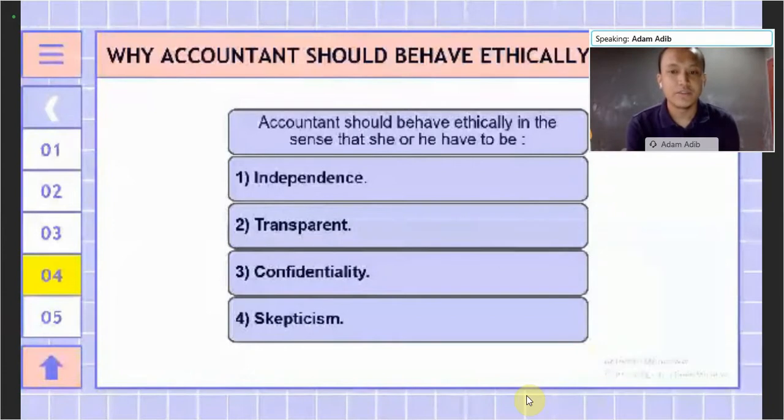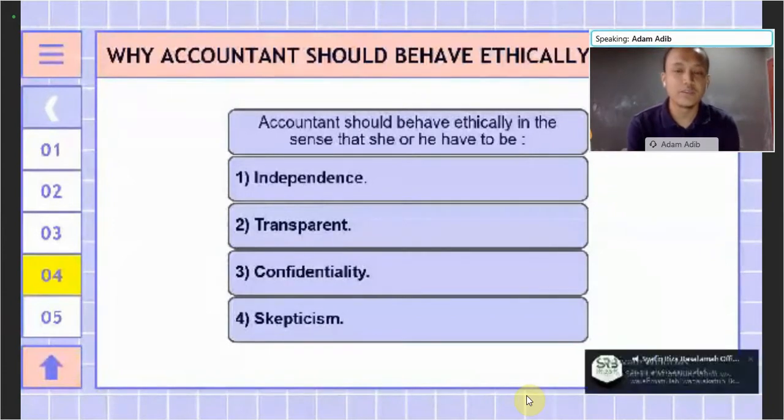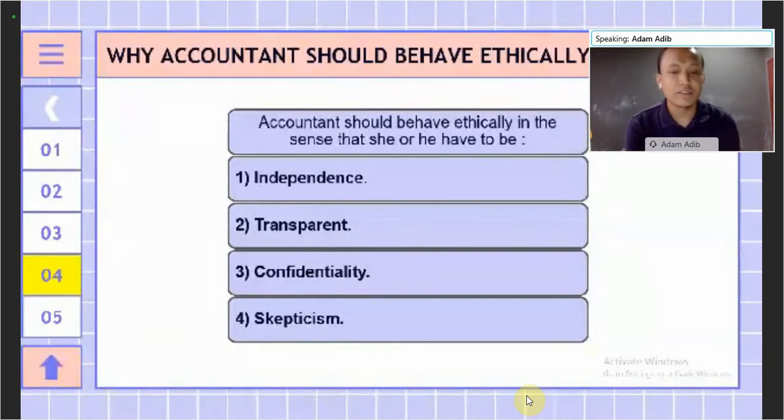Accountants should behave ethically in the sense that they have to be independent, transparent, confidential, and skeptical. The first is independence. Independence is an important ethical value in the accounting profession. Accountants must remain free from conflict of interest when preparing the financial statement. Why do accountants need to be independent? If an accountant fails to remain independent, it may hamper their ability to provide an honest opinion about the client's financial statement.